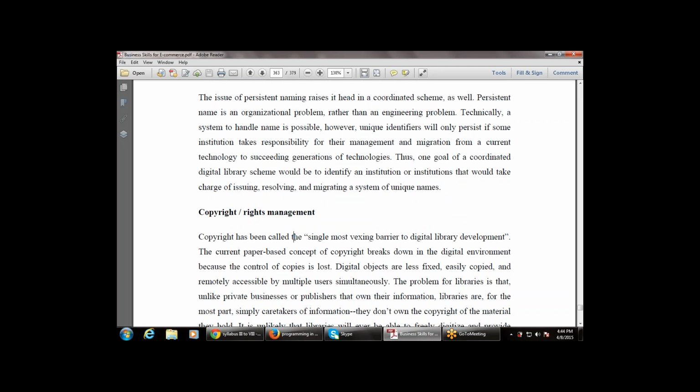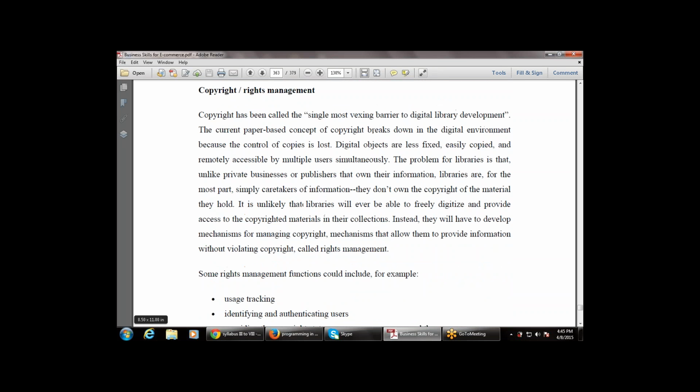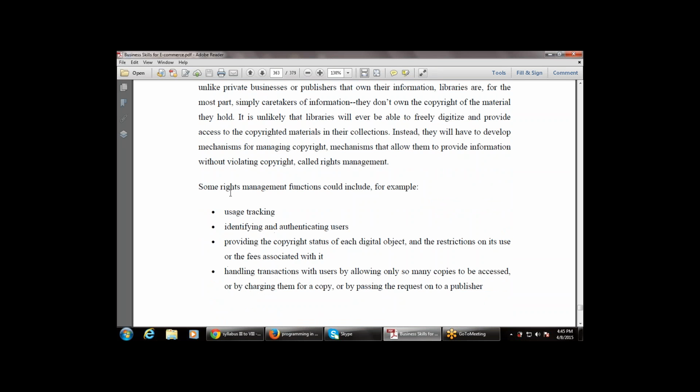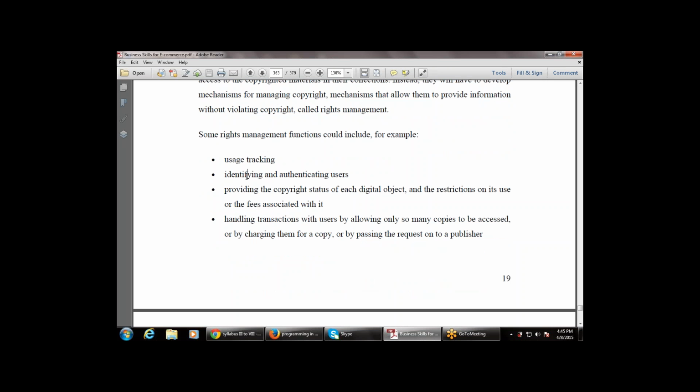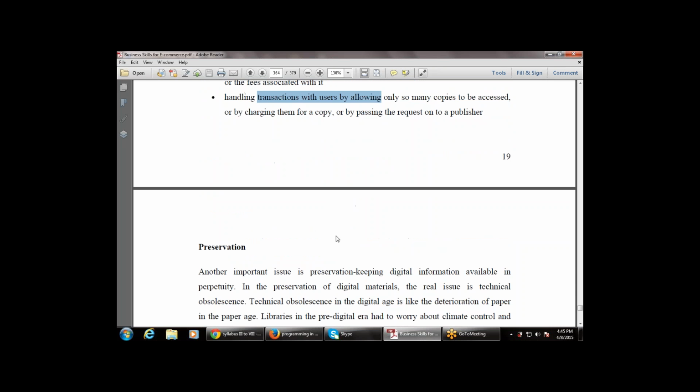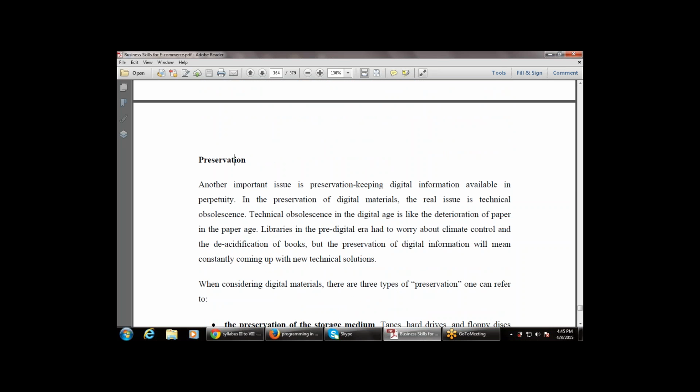Then next is copyright rights management. Copyright is also one of the issues present in the digital library. That is, which paper document, or what copyright, will take care of the digital library documents. Some rights management functions could include usage tracking, identifying and authenticating users, providing the copyright status, and handling transactions.